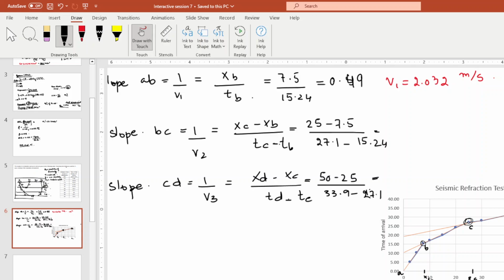See, this is one slope, this is one slope, and this is one slope. Yes. That means that we have a second line and third line that is not one line. There is a demarcation here.